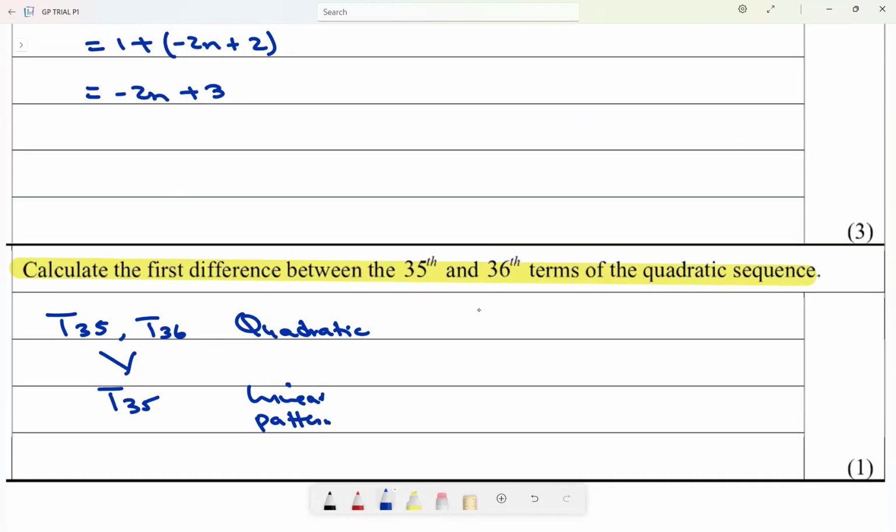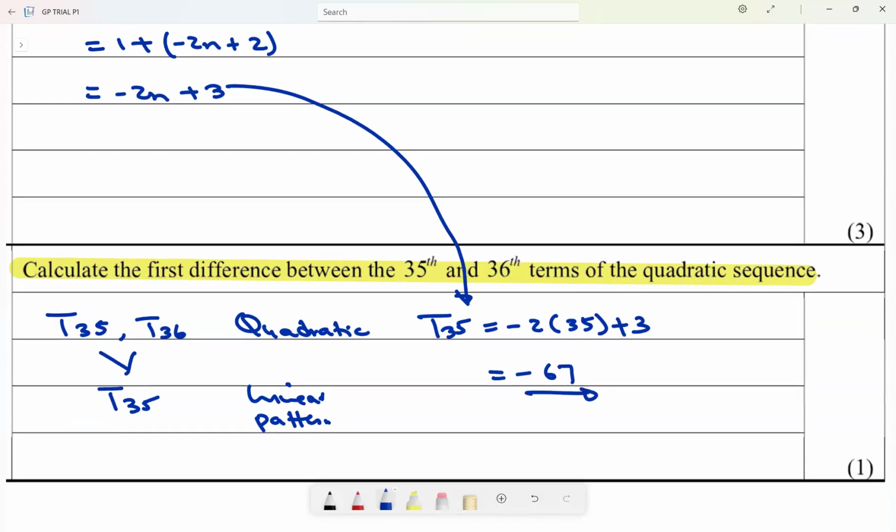So basically they're saying calculate the first difference between these numbers. I need to know how much T35 is. They want the difference, the value. Since I know the linear pattern, I can substitute T35. Remember the formula I have here: it's going to be -2 times 35 plus 3. This will give me -70 plus 3, which is -67. I hope it makes sense.